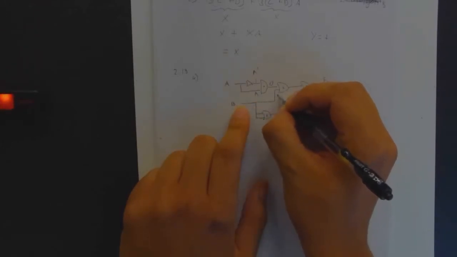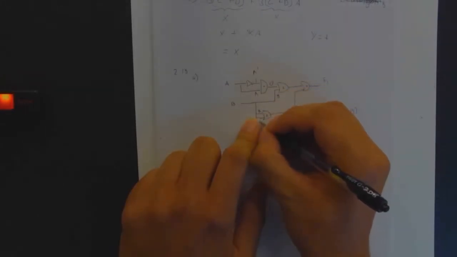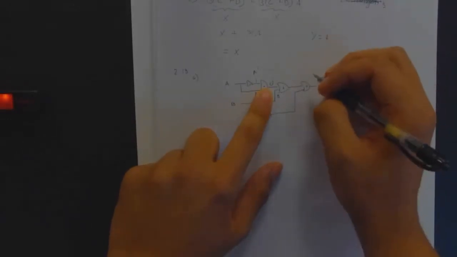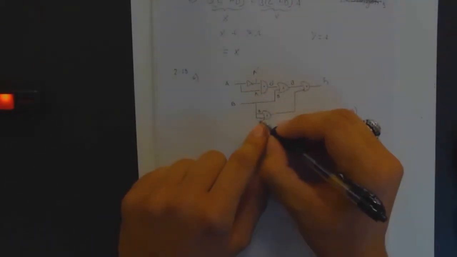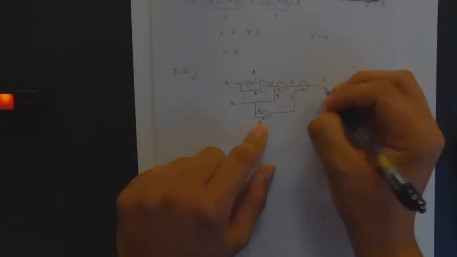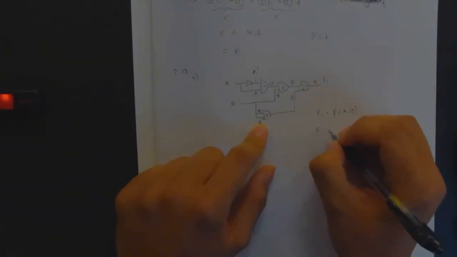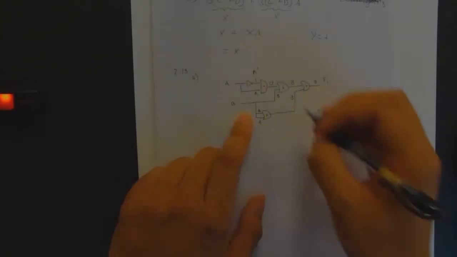Okay? Now we're following B along. So B comes here, here, and here. So what's 0 or B? B. What's B or B? B. So the simple form of F1 should just be B.